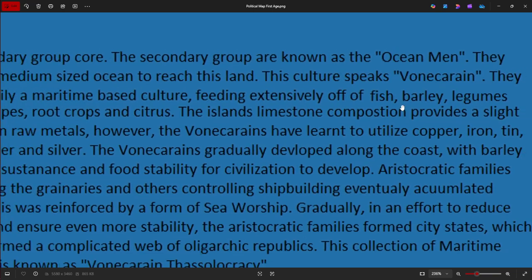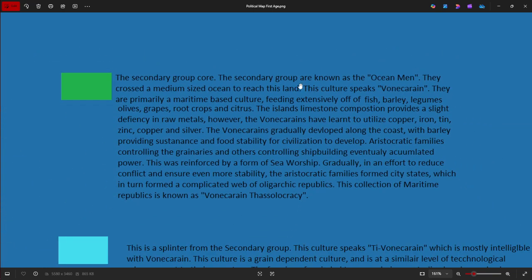Vonacarian, but that's just their general name from now on. As I said earlier, they're a maritime-based people. They live off fish, barley specifically, legumes, olives, grapes, root crops, and citrus. They don't have a lot of raw metals, but they had enough to learn how to make copper, iron, tin, zinc, and silver to smelt those.